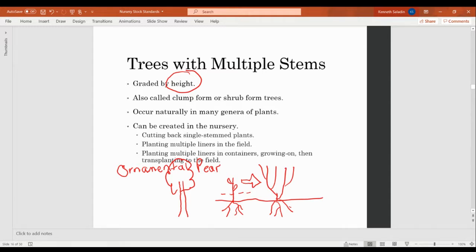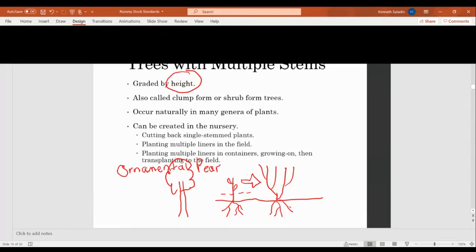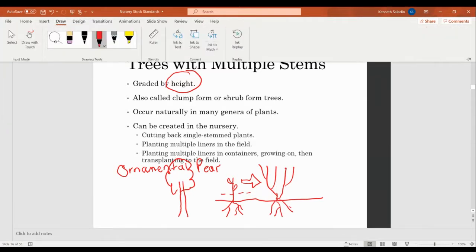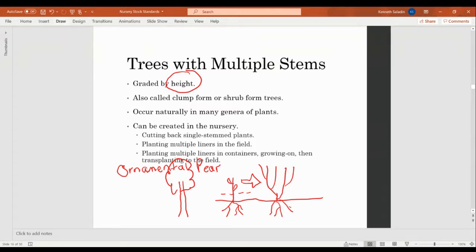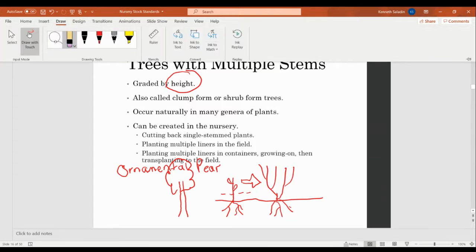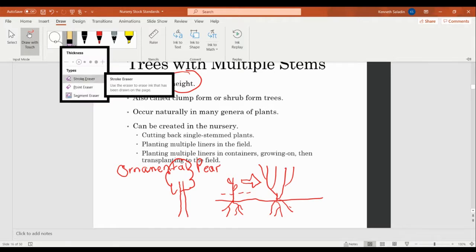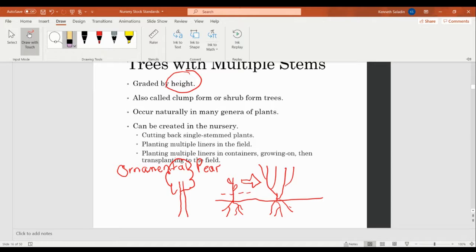Let me see if I can figure out how to erase my, whoops, I want to go to draw, use my eraser. Hang on a second here. Well, it doesn't seem like I can figure out how to erase this, but we'll just draw above it.